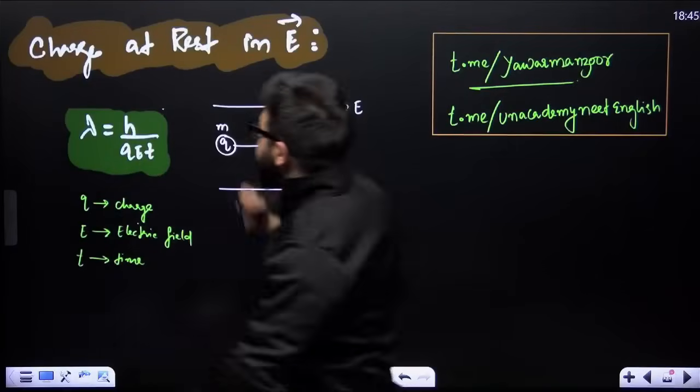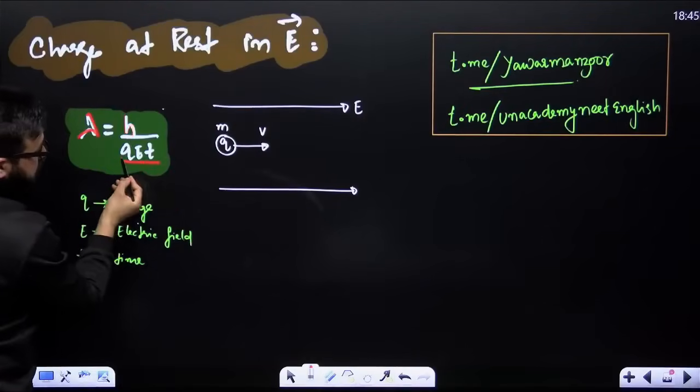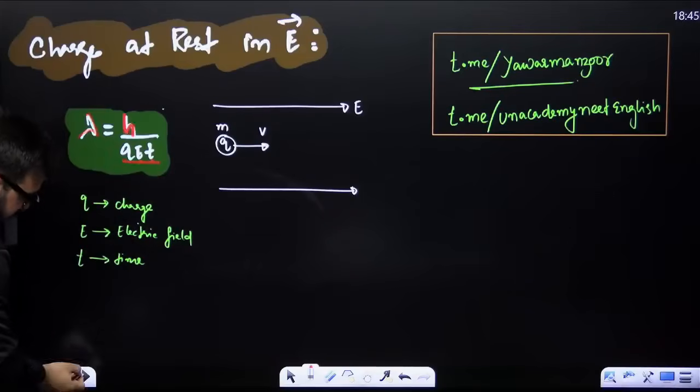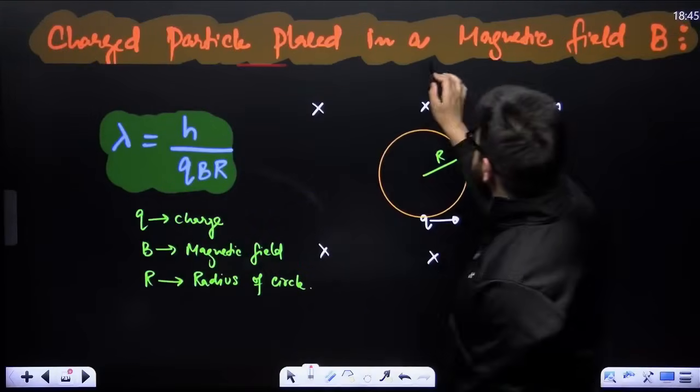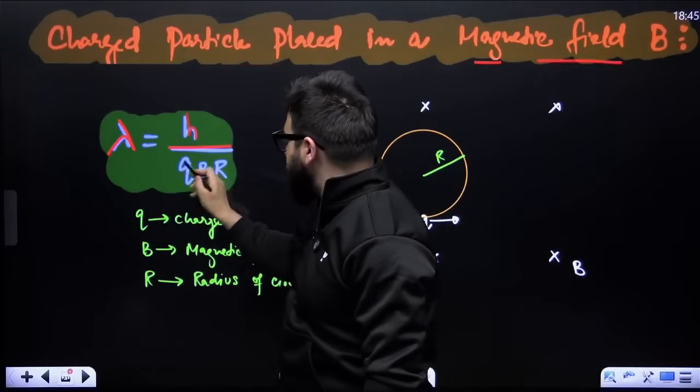De Broglie's wavelength for a charged particle at rest placed in an electric field: it has de Broglie's wavelength h divided by qEt. q is charge, E is electric field, t is time. Then, my dear NEET aspirants, de Broglie's wavelength for a charged particle placed in a magnetic field. If a charged particle is placed in a magnetic field, its de Broglie's wavelength is h upon qBr.